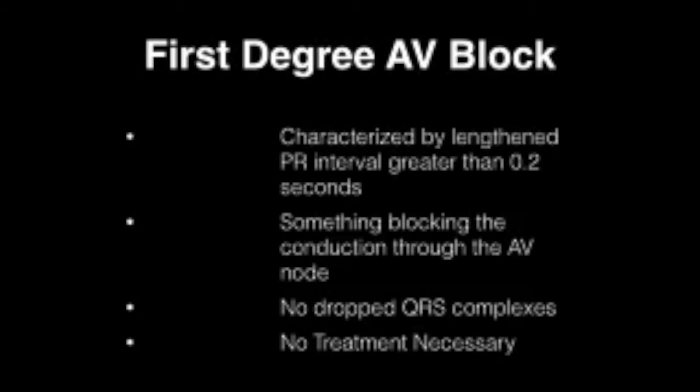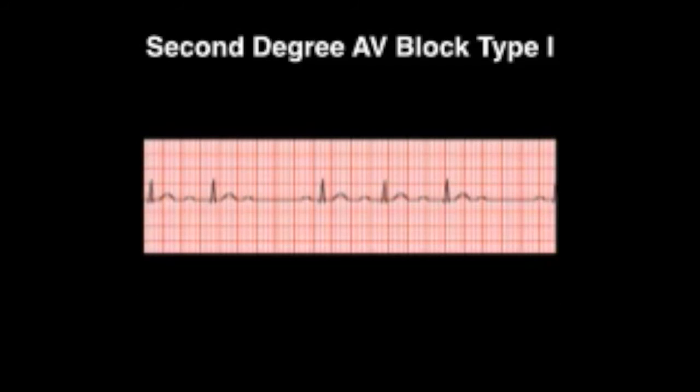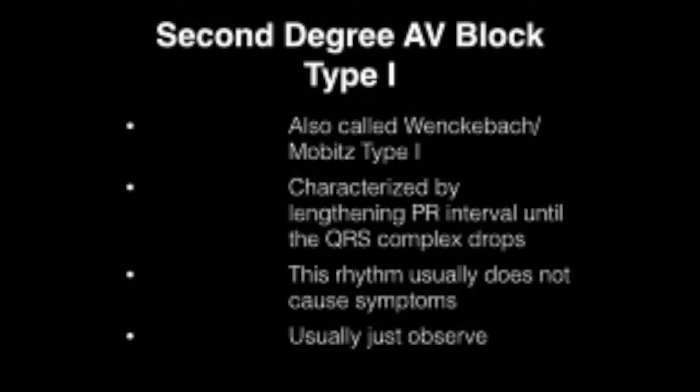The next rhythm we need to talk about is second degree AV block. Now, this is also referred to as Wenckebach or Mobitz type 1. I know we attach different names to this, but in the answers, sometimes they won't give you second degree type 1 AV block. They'll just give you Wenckebach, or they'll give you Mobitz type 1. So you need to remember those synonyms. Have those in the back of your head.